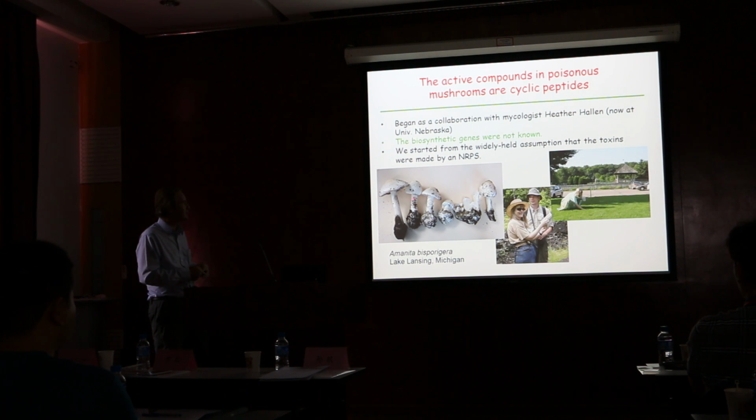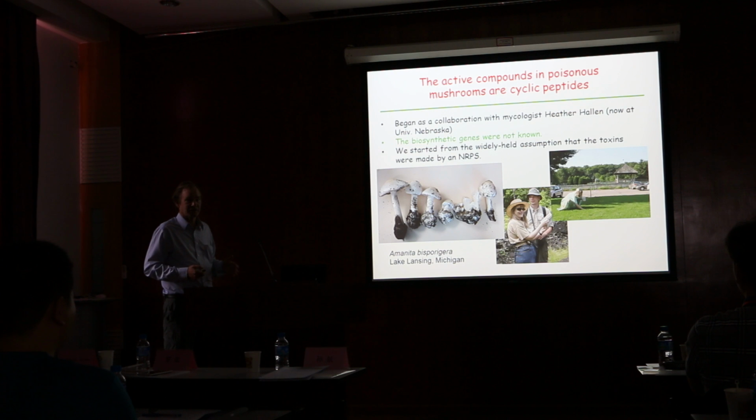This is Amanita bisporigera that grows in Michigan. This is an alpha-amanitin producing fungus that's native to Michigan, a pure white Amanita.